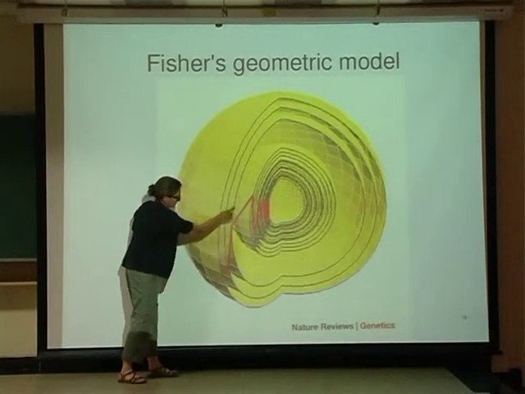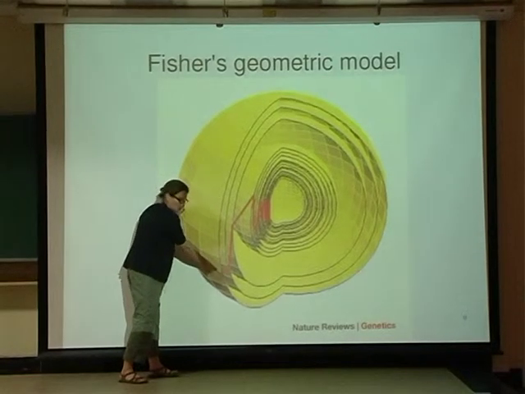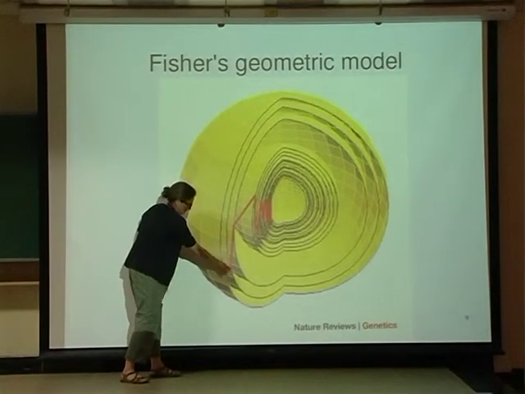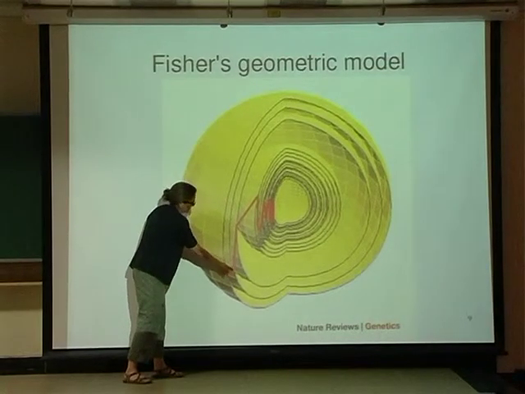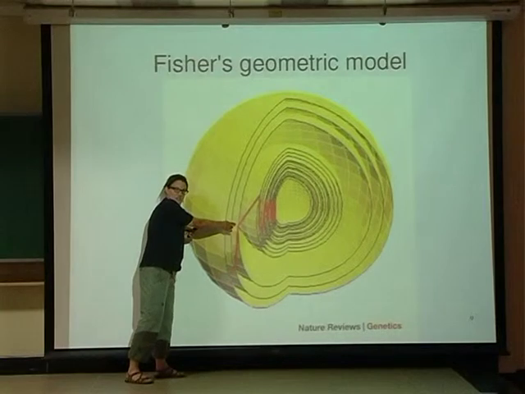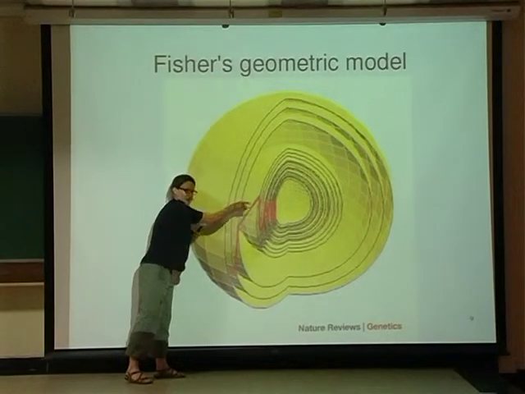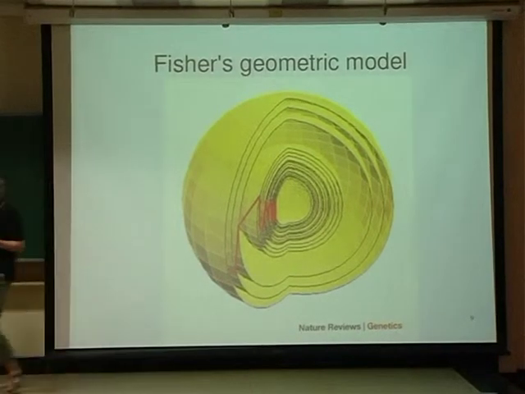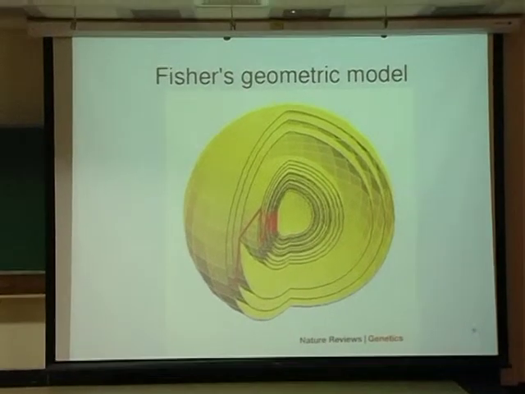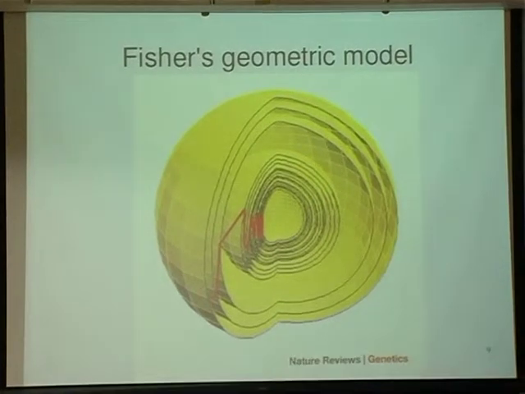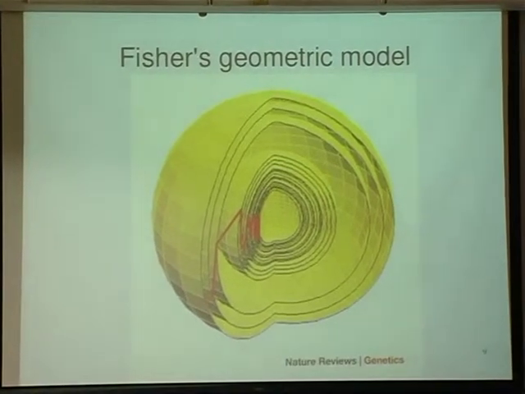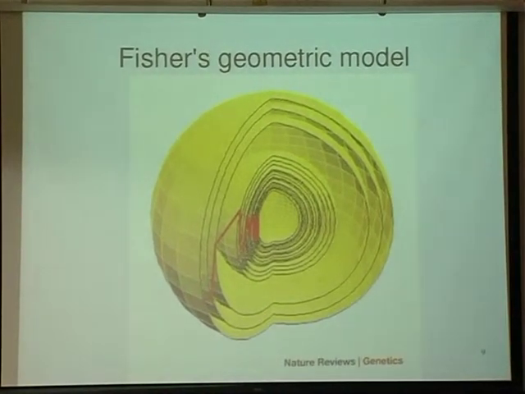So this is an adaptive walk. Some random mutation occurred. It was very beneficial. It fixed, and the population moves to here. Then another random mutation occurs. It's beneficial. It fixes. The population moves there, and it climbs. This is hill climbing, right? And space is continuous here, despite the fact that we've drawn these kind of like the isoclines in 3D.